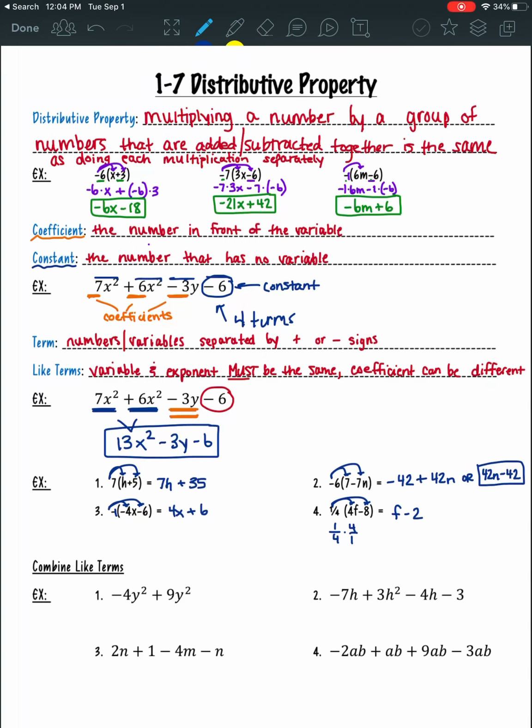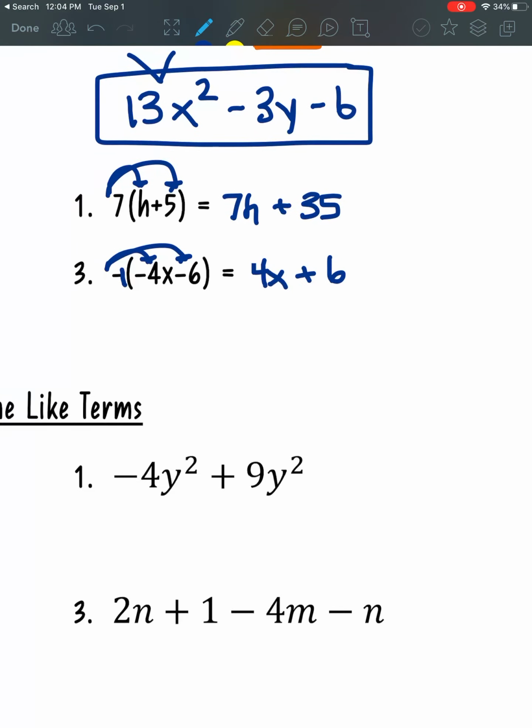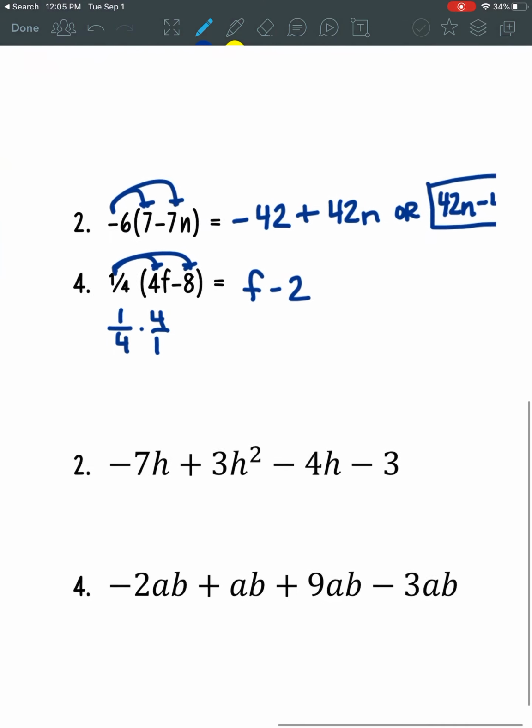And let's take a look at these last ones. So we have like terms, all right? Like terms, they both have y squared on them. So we just work with the coefficients. Negative 4 plus 9 is positive 5. So we can simplify it to 5y squared.